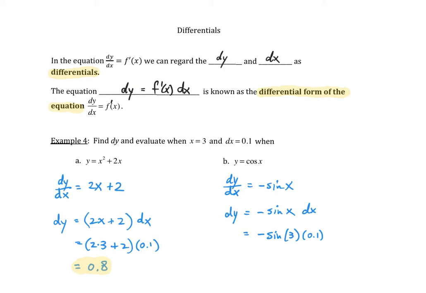Plugging that into my calculator and rounding to 3 decimal places, I'm going to get 0.0141. So I'm going to highlight that answer as well. In case it wasn't clear, I probably should have written this earlier. Just want to emphasize dy is a small change in y, and dx is a small change in x. All right, cool.